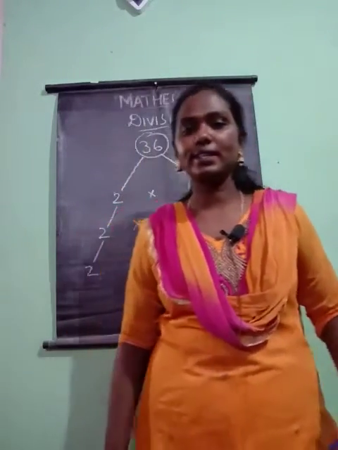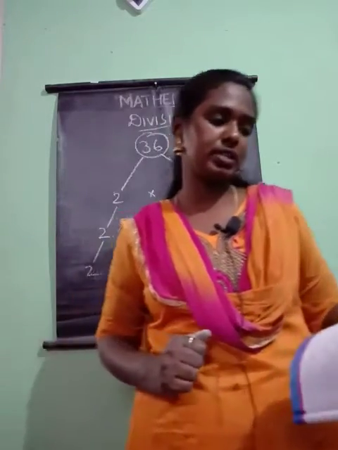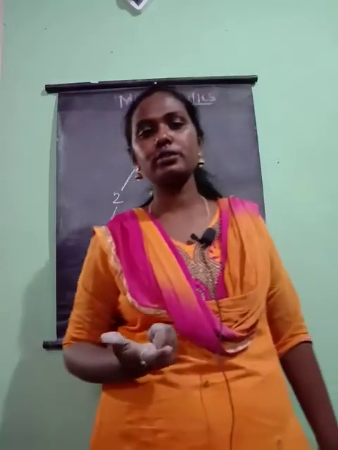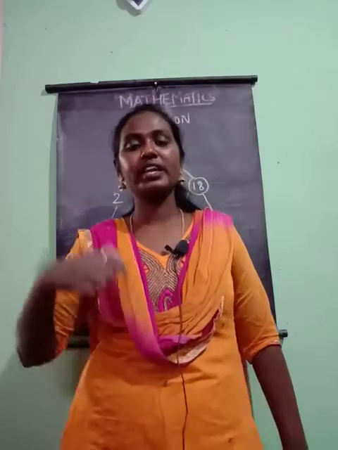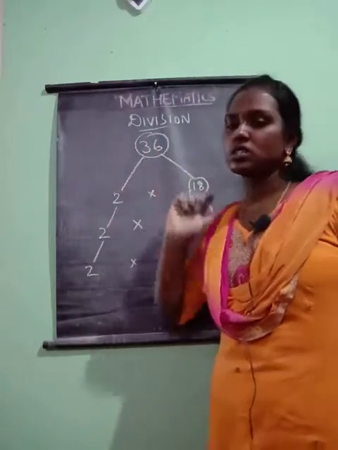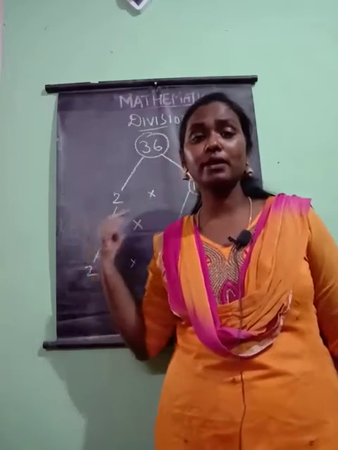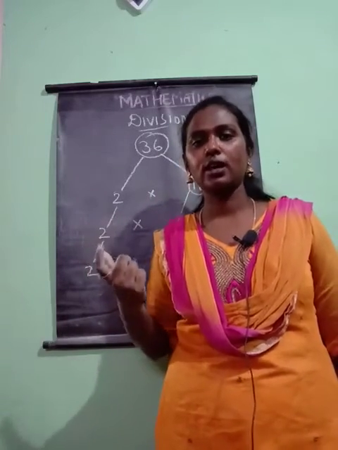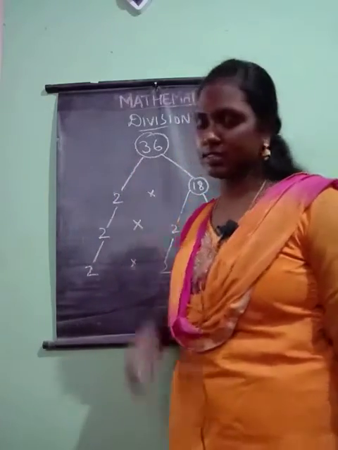So students, let us continue with our division chapter. Here is a prime factorization. Prime means you know, right? The number which is not a multiple of any other tables. So 36 is not a prime number, but we have to find the prime factorization for 36. That is, using prime numbers, we have to solve this 36.